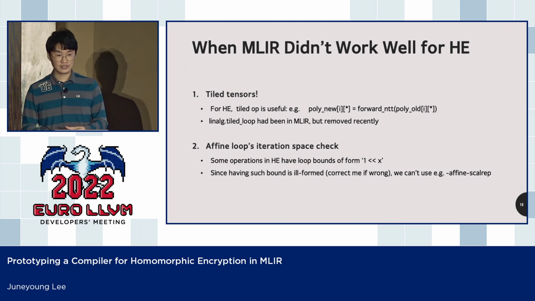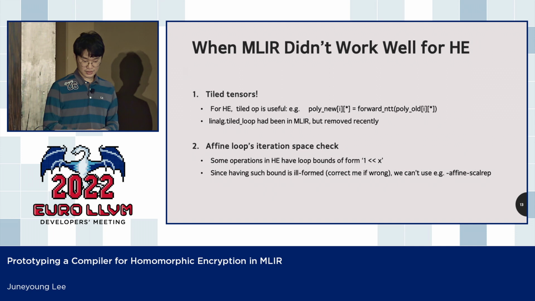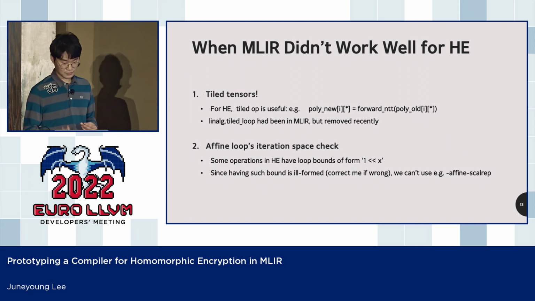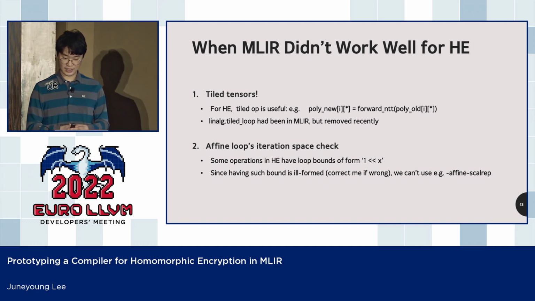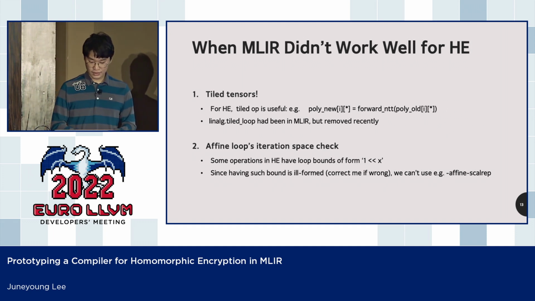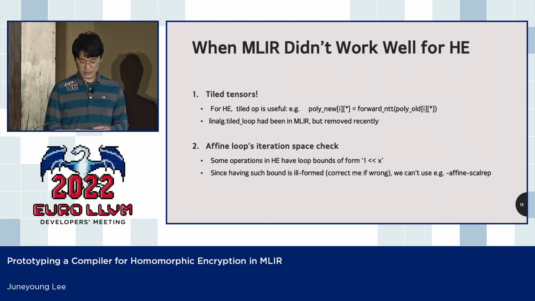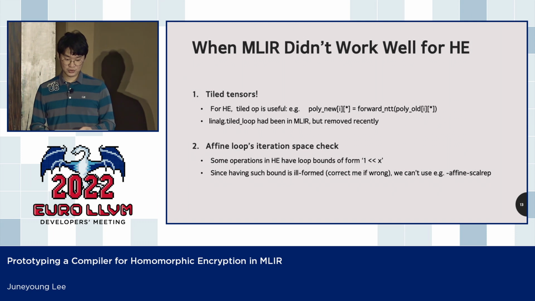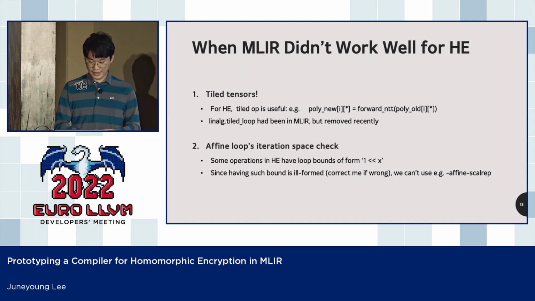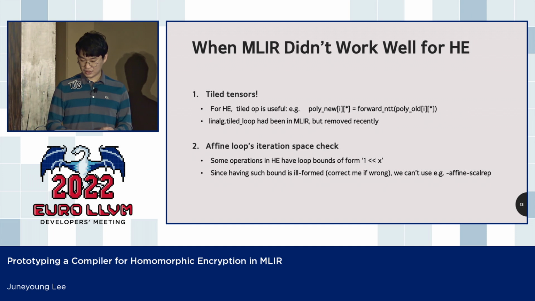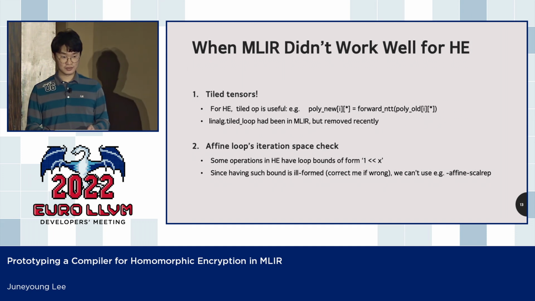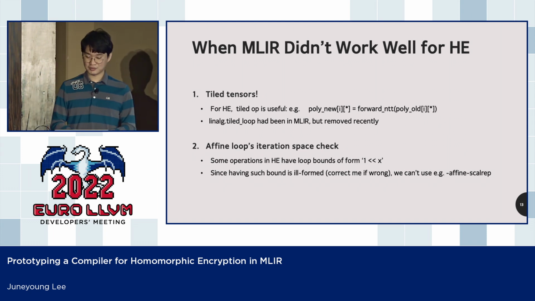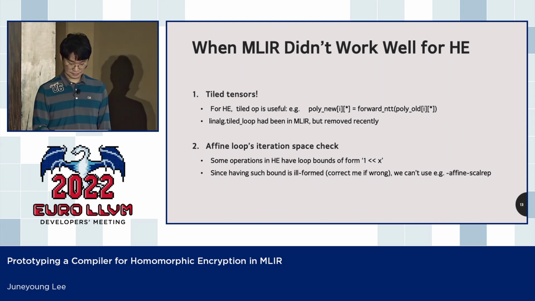So this had been a bit bad news for us. Fortunately, we could find workarounds for supporting this, but I think it would be great if tiled loops can be supported better in the MLIR world. The second one is about the affine loops iteration spec check. There are a few operations in homomorphic encryption that have loop bounds of shift operation form. And since affine loops do not accept the form in some cases, we couldn't simply use the many useful optimizations on affine, such as affine scalar replacement.